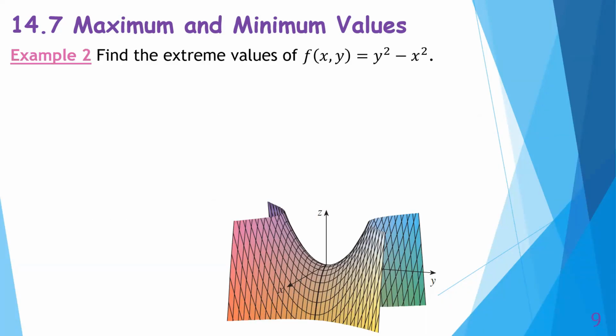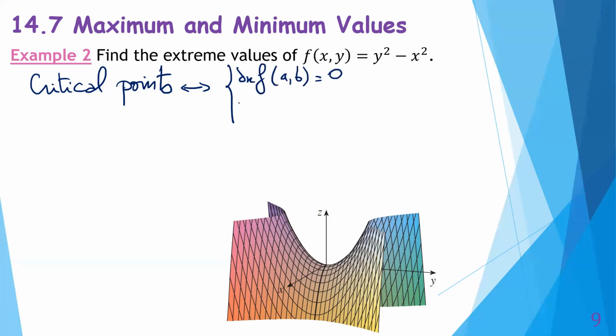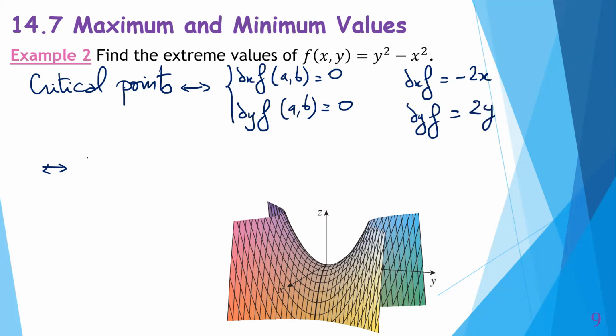So another example, find the extreme values of this function, f(x,y) equals y squared minus x squared. Okay, so this is the graph of this function. So how to find critical points? Who has an idea? We get the partial derivative in x. So we need to find the zeros of the partial derivatives of f. Here we have two first partial derivatives, since it's a function of two variables. So what is d_x f? It will be minus 2x. What is d_y f? 2y.